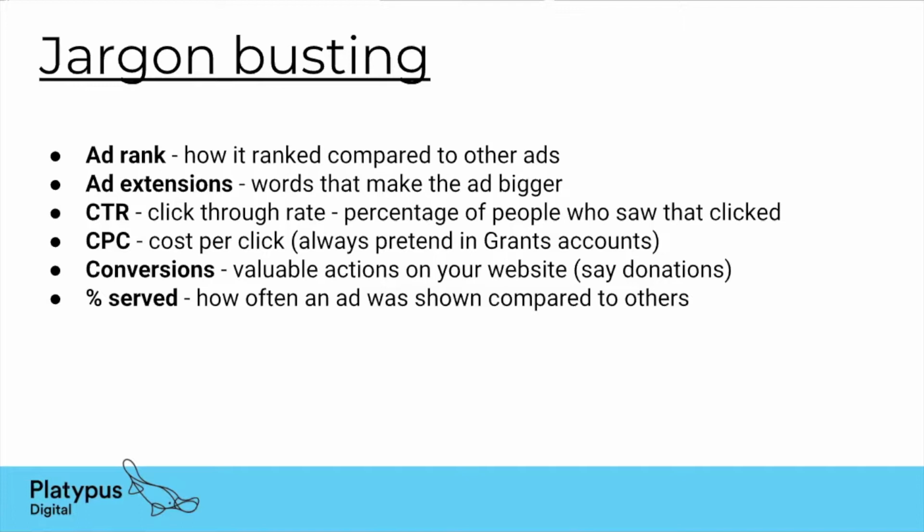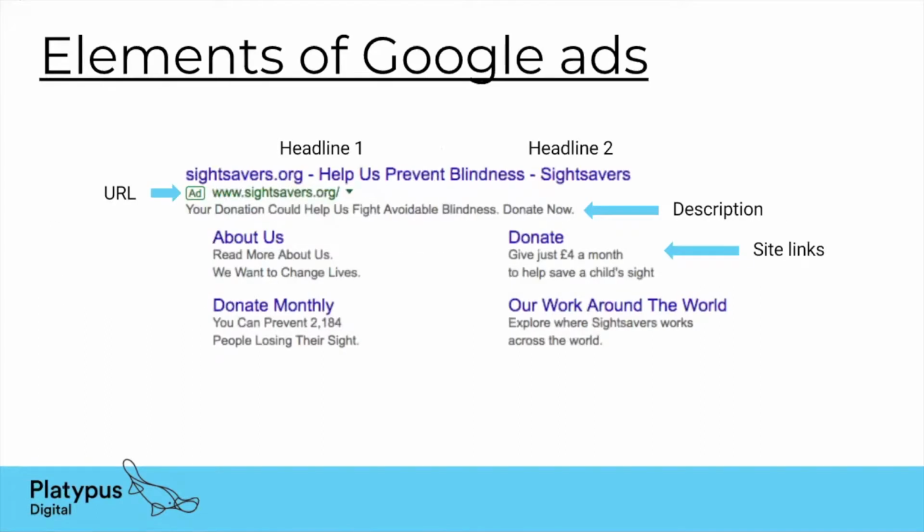Conversions are valuable actions on your website. So an example might be when someone makes an online donation. You can link conversions to your AdWords account so that Google can start to optimize your ads and your campaigns based on how many people are likely to complete that valuable action. So it's a really clever piece of code work whereby it can link the success you've had in the past with the success you might have in the future and get you more successful campaigns as a result. And percentage served is simply how often your ad was shown compared to other people who might be targeting the same sort of keywords.